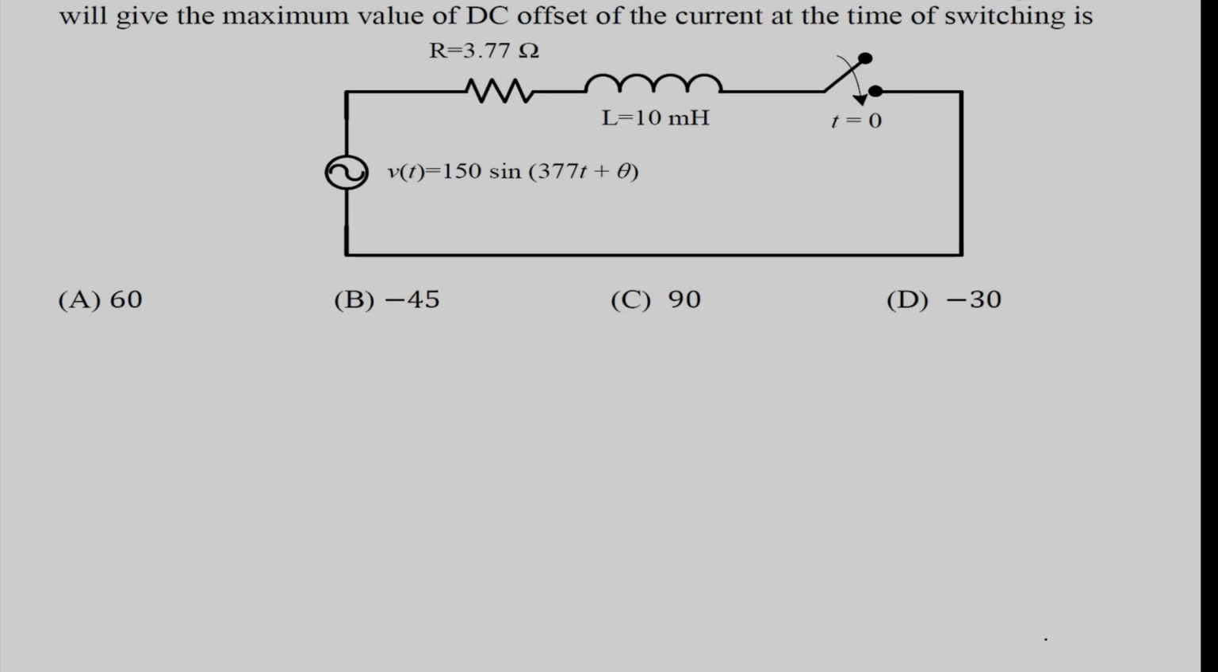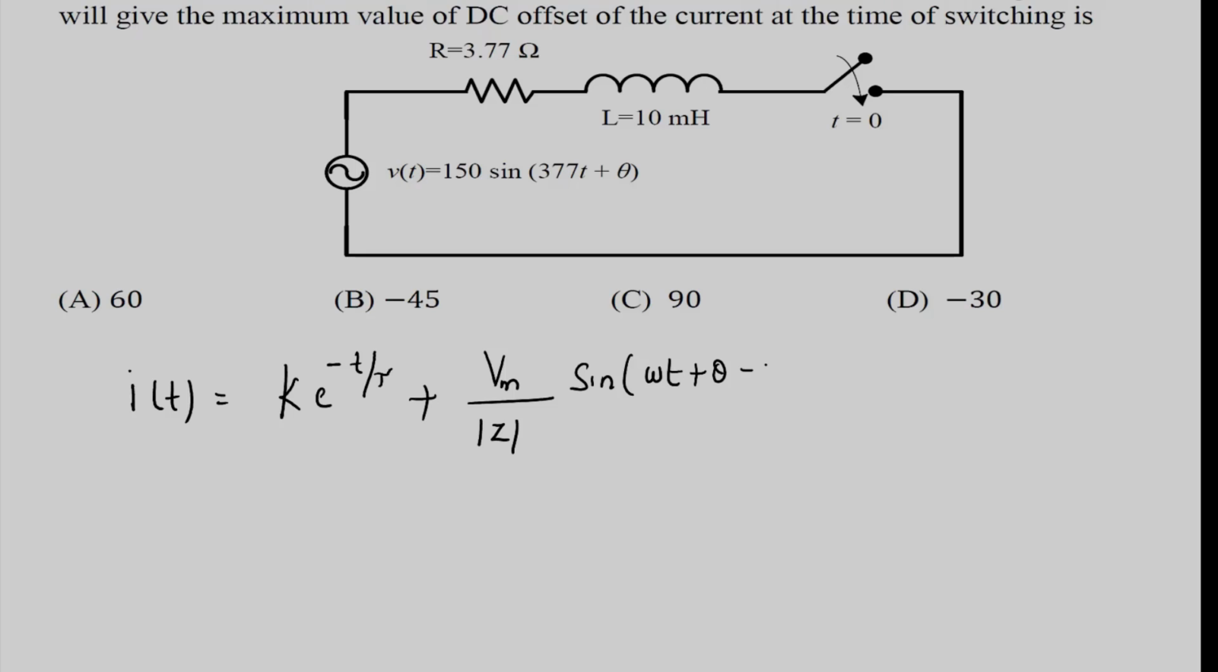Suppose you don't know the derivation, then we know that the total current that flows in the circuit after switching is given by, what is the formula? K into e power minus t by tau, which is the transient current, plus Vm by mod z into sine of omega t plus theta minus phi.